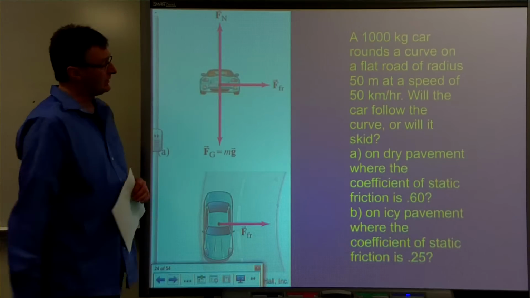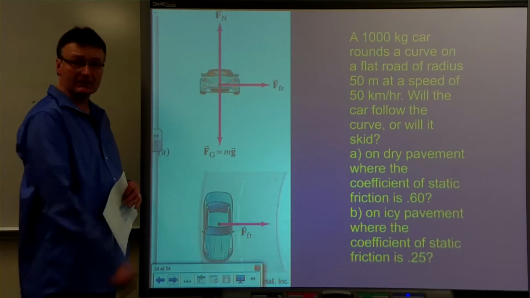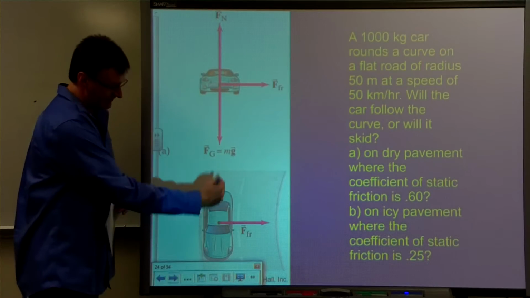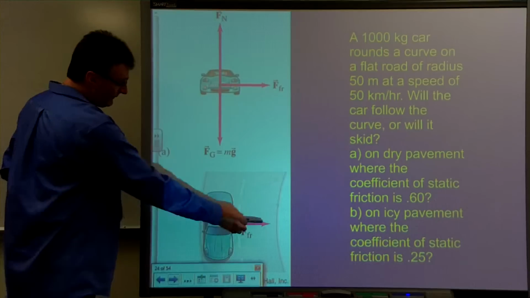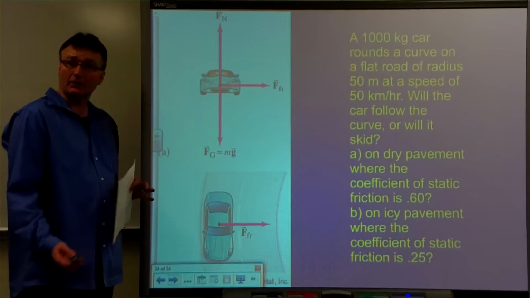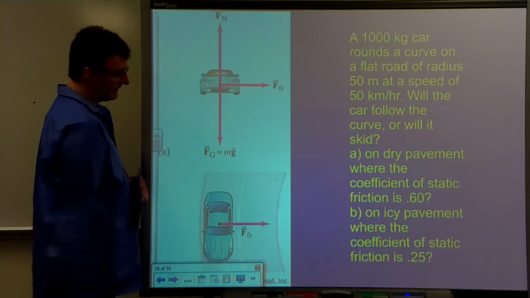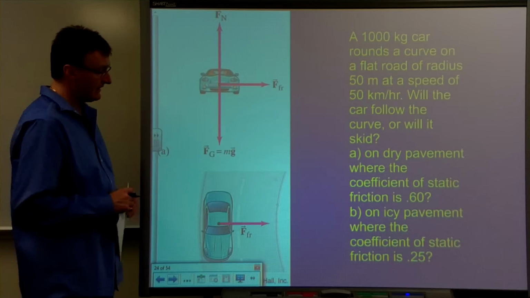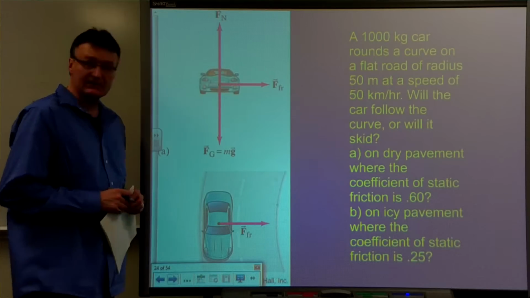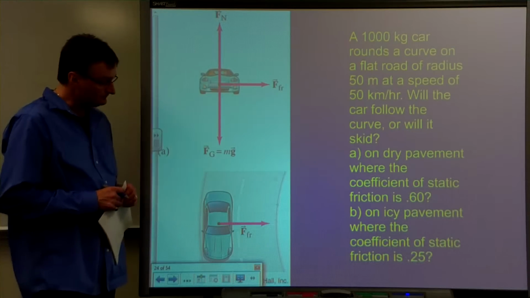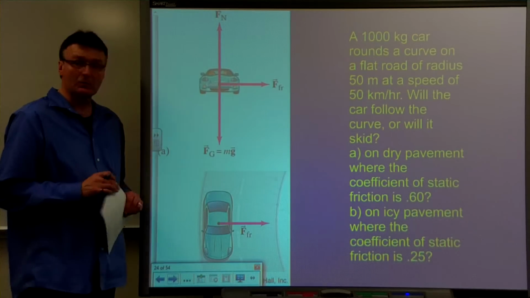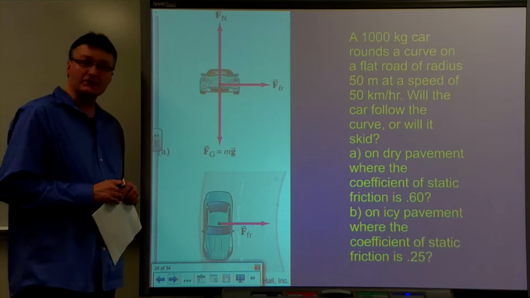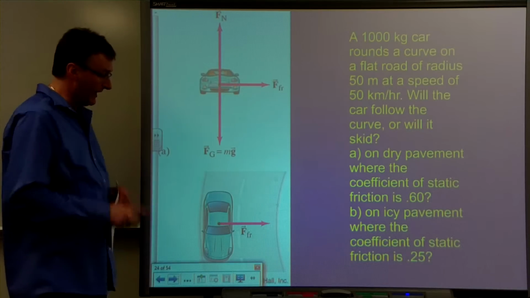And they want to know, will the car follow the curve, or will it skid off the road? Will its inertia keep it going in a straight line? So does it have enough friction force in order to keep it going in a circle or not? And they give us two different conditions. One is with dry pavement with a 0.60 coefficient of static friction. And the other scenario is with icy pavement where the coefficient of static friction is 0.25.